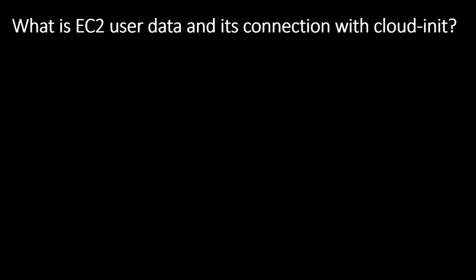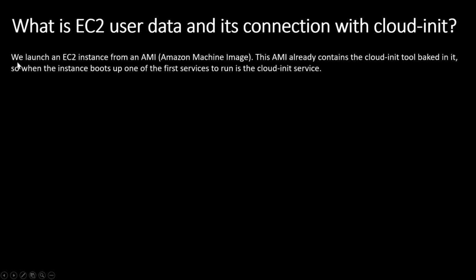Now the question is, what is EC2 user data and its connection with Cloud-init? So when we launch an EC2 instance, we launch it from an AMI, which is Amazon Machine Image. This AMI already contains the Cloud-init tool baked in it. So when the instance boots up, one of the first services to run is the Cloud-init service.